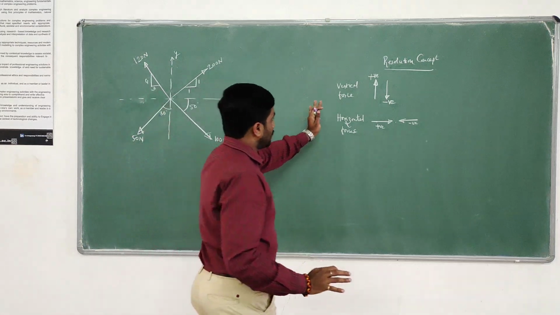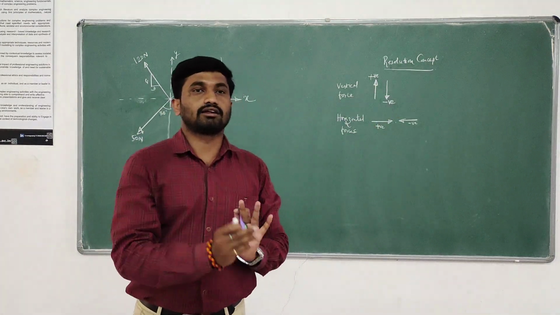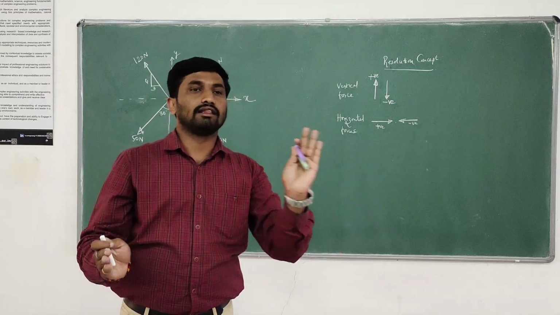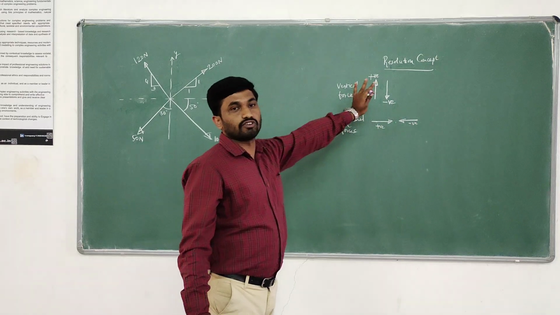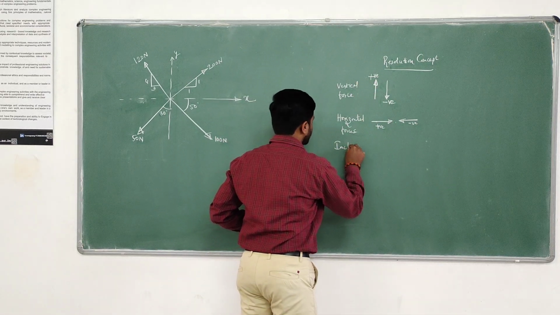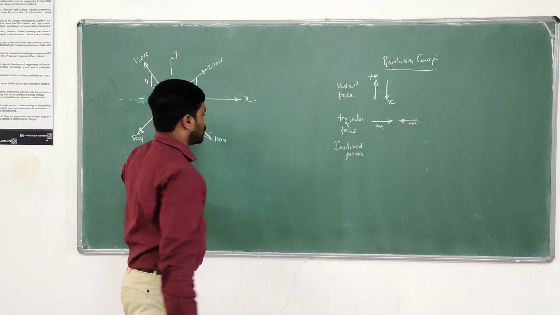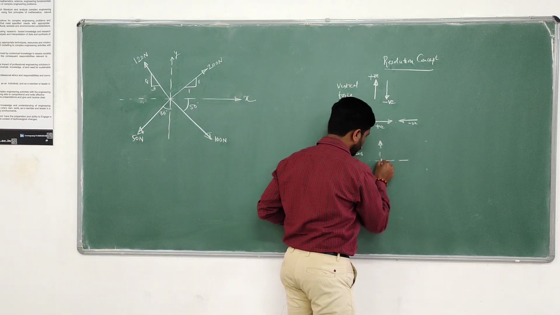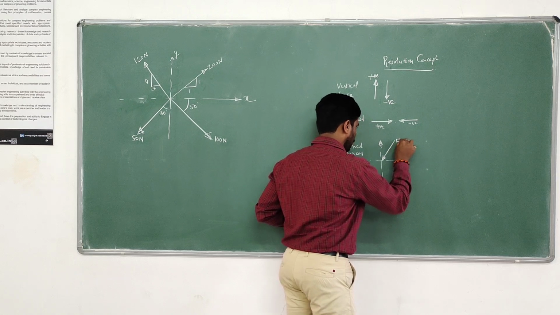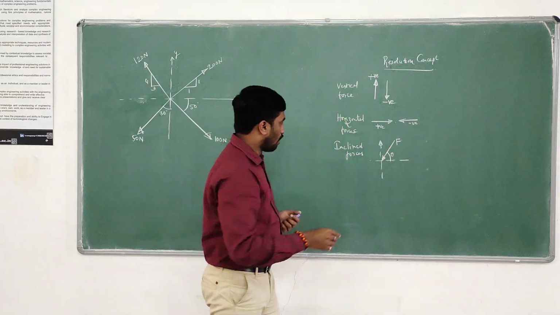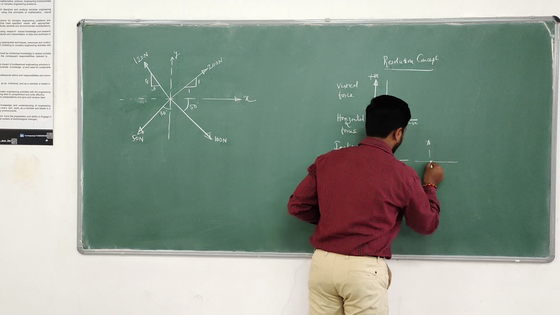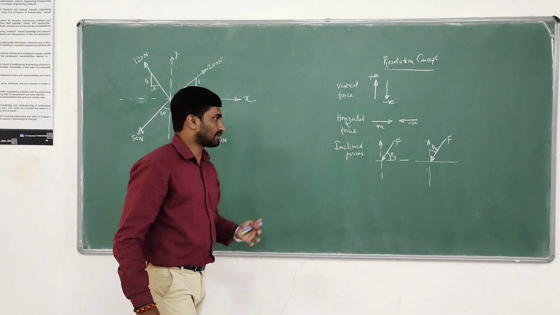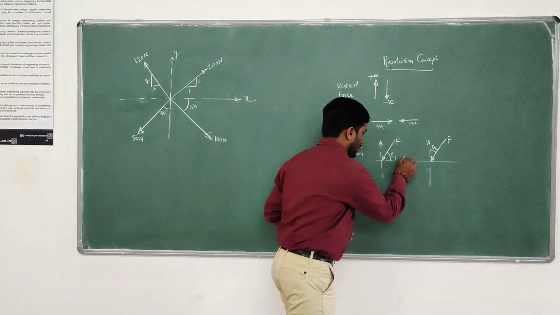So generally we have only two types of forces: one is vertical, another is horizontal. In vertical, upward is positive and downward is negative. In horizontal, right side is positive and left side is negative. So these are the general forces. But in some cases there is a chance of inclined forces. In the given system, all forces are inclined forces. Then what do we have to do? The inclined force F may be inclined at theta with respect to the x-axis, or at theta 1, theta 2, with respect to the y-axis or the x-axis.